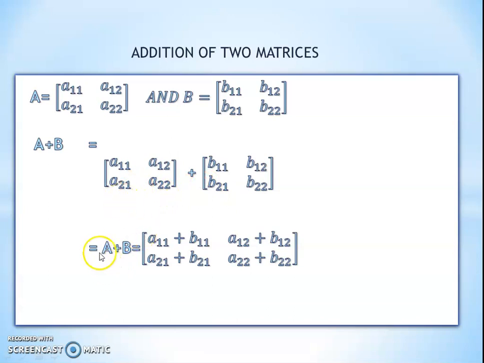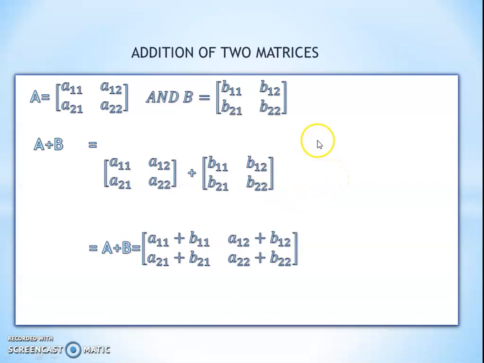How? Let us try. A plus B implies A11 plus B11, that is the first row, first column element; A12 plus B12, the second column element of the first row; A21 plus B21, that is the second row, first column element from each matrix; and A22, the second row, second column element, plus B22, the second row, second column element of the second matrix. This is the mathematical way.